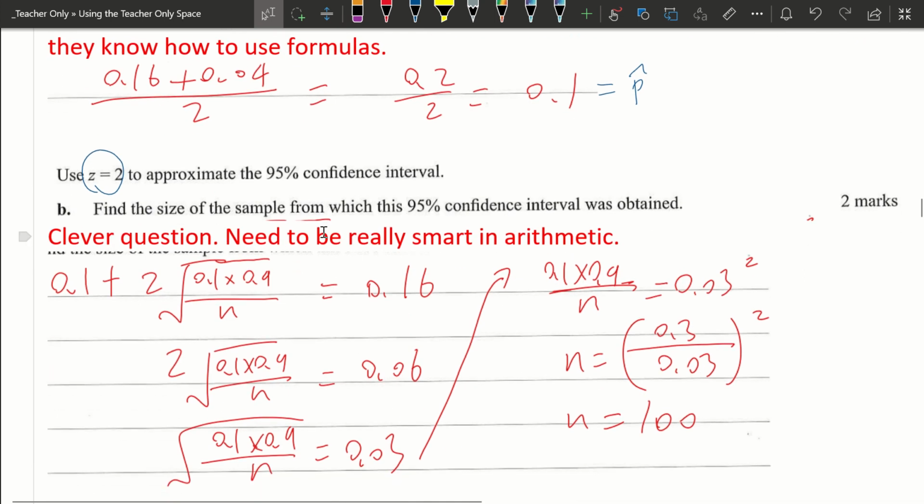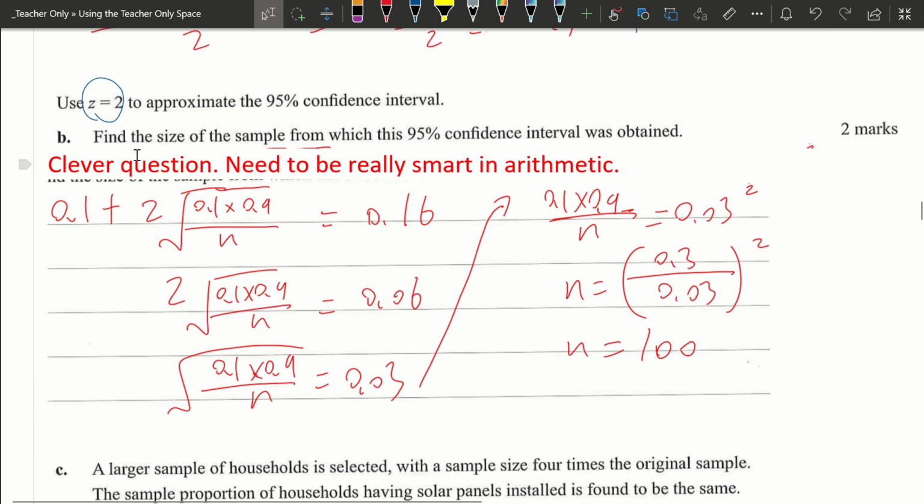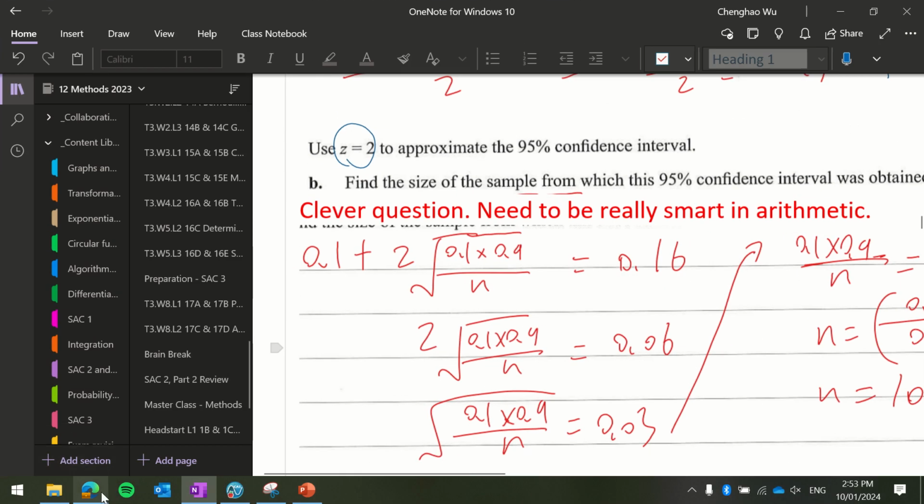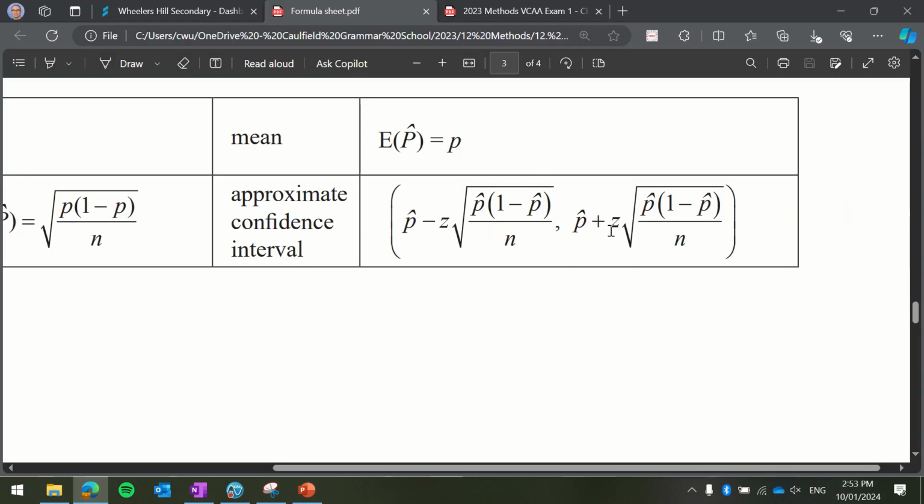And then it says find the size of the sample from which this 95% confidence interval was obtained. Again, this is a clever question because if you are not smart in your arithmetic, in your number crunching, well, in this case, some algebra as well, you can still get it, but you will get it after a long time, after a lot of crazy long calculation. Basically, it is just this formula here. Again, formula. So left and right, confidence interval.